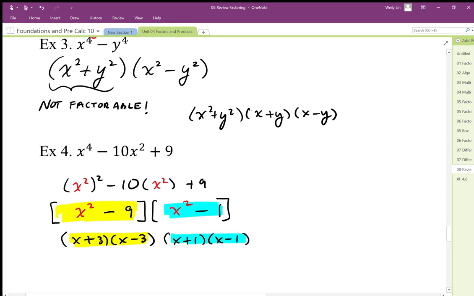Okay, and if I'm not sure about this, I can always just multiply this all together, and you'll see that although it's complicated, we're going to end up back to that power 4 polynomial.